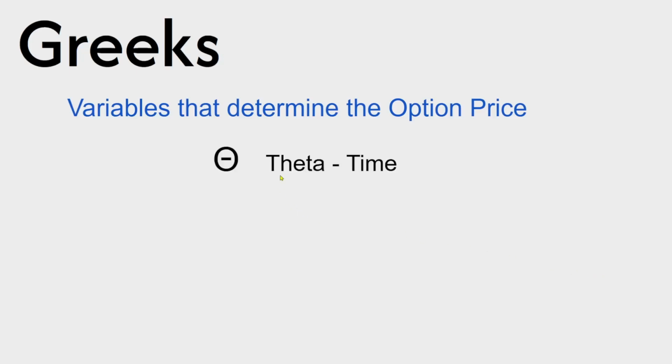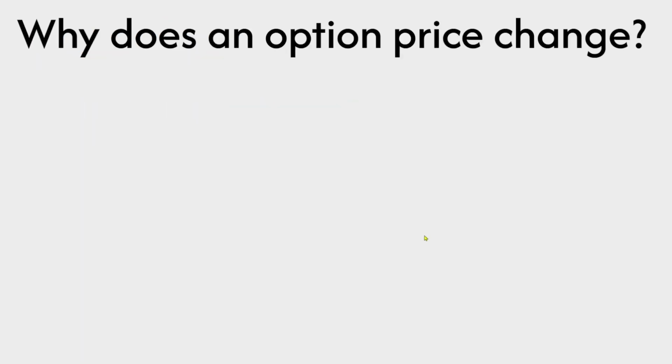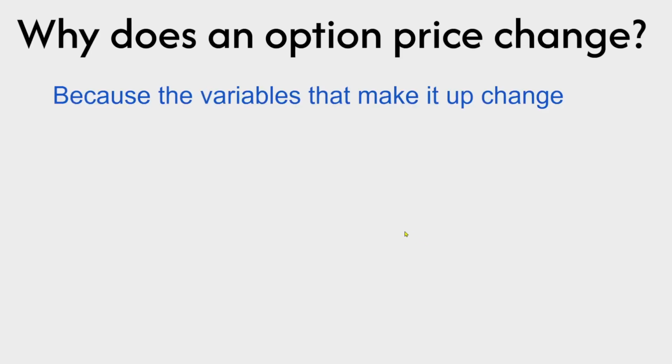Okay, so theta is time, and we're going to show some symbols on here. The symbols aren't too important, but what is important is the Greek word and what it represents in English. So delta is price, and Vega is volatility. Okay, so why does an option price change? It's because the variables that make it up change, which was what we were just looking at.